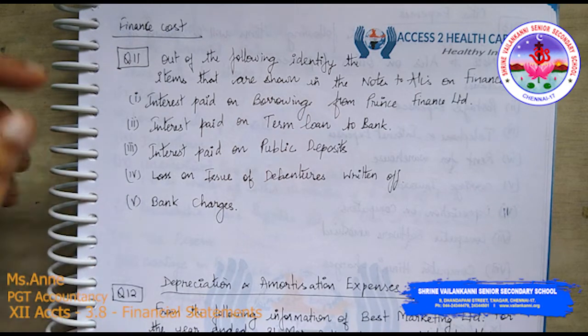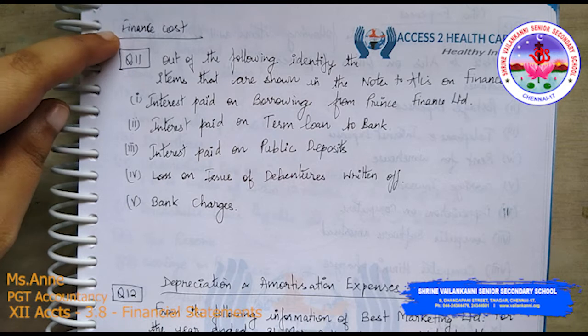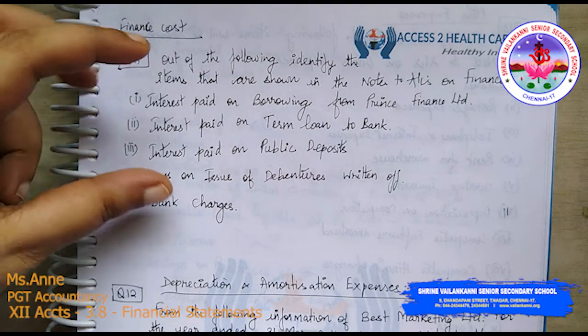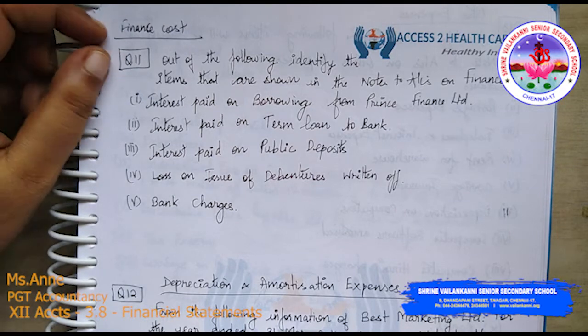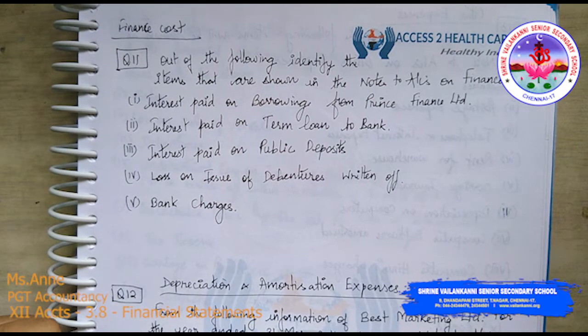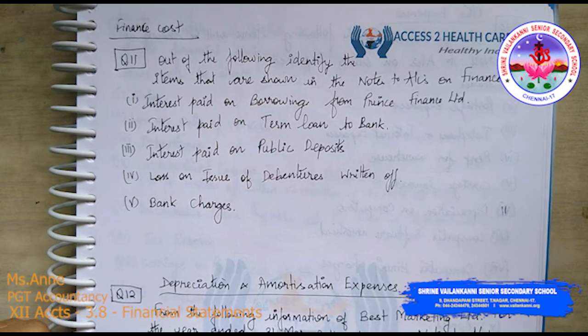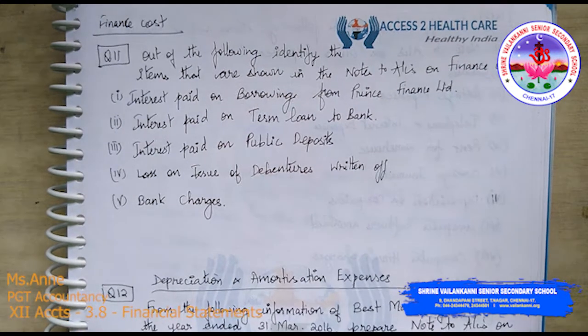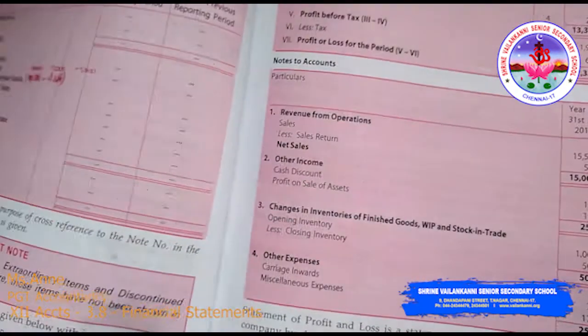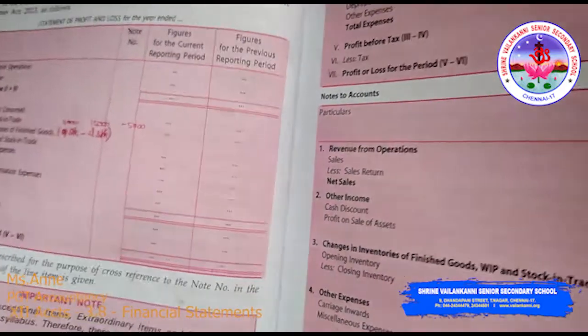This class is going to be about finance cost, whether these items are related to finance cost or not. Okay, so finance cost is an item in your P&L account. If you can see your P&L account, you have a line item called finance cost. I'm just showing you the P&L account where it is in your textbook.